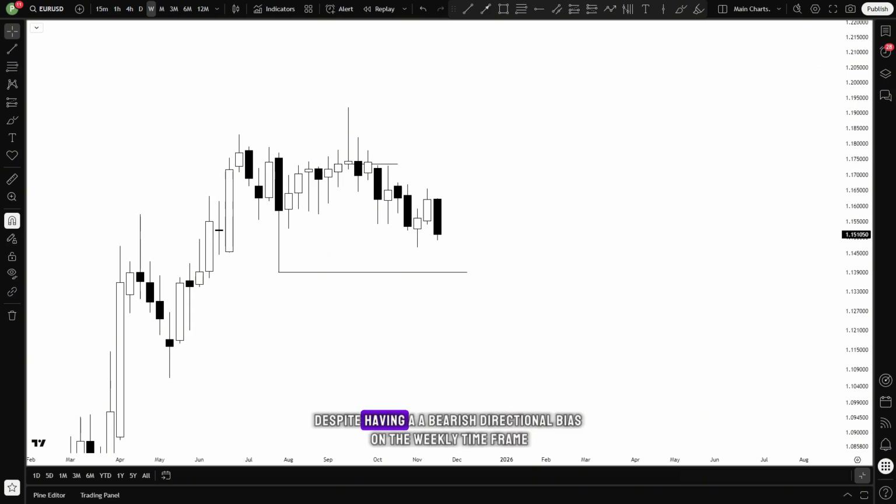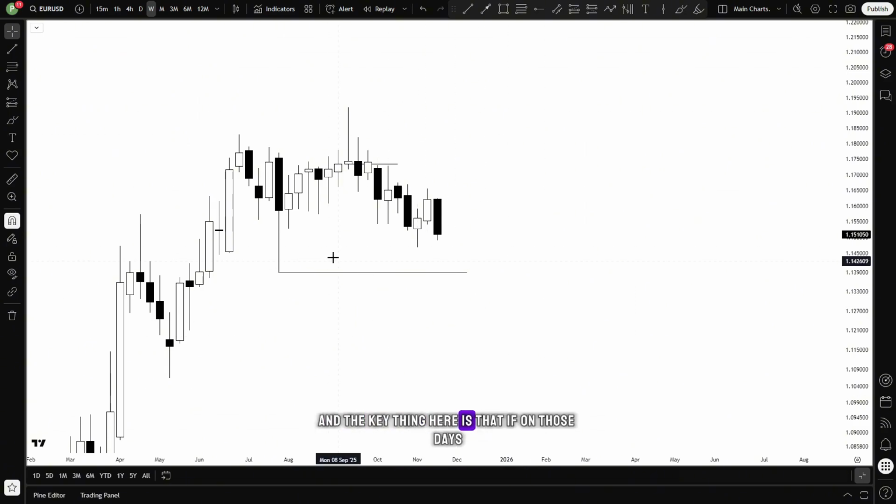Okay, despite having a bearish directional bias on the weekly time frame, there could still be a lot of trading days on which price forms bullish price action. Price forms short-term bullish price action to fill short-term drawn liquidity higher. And on those days, you could have a bullish directional bias despite having a weekly bearish directional bias.